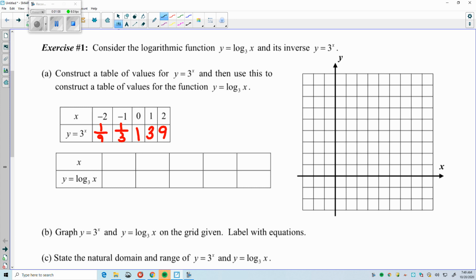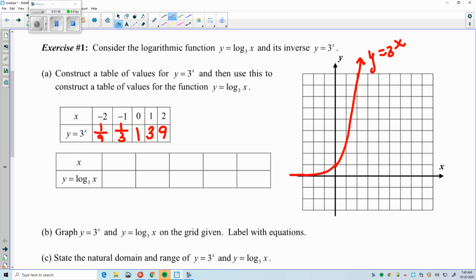So if we go to plot these out, I'm going to start with going over 0 up 1, then over 1 up 3, and then over 2 up 9. Let's not forget about our fractional values. Do your best. So we have over negative 1 up a third, and over negative 2 up a ninth. And again, with our exponential functions, we know that they're going to be asymptotic to the x-axis. So don't forget to label your graph. That shouldn't be curling up, that's going to be flat.